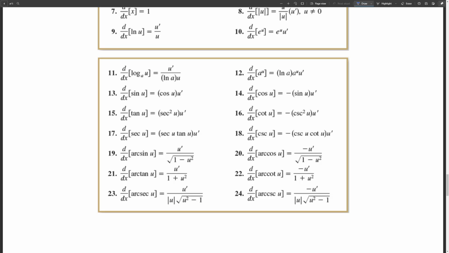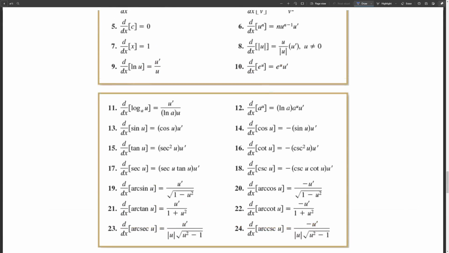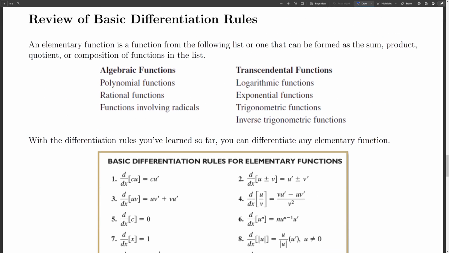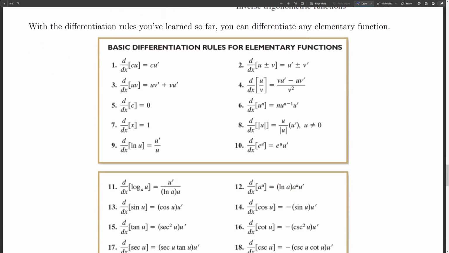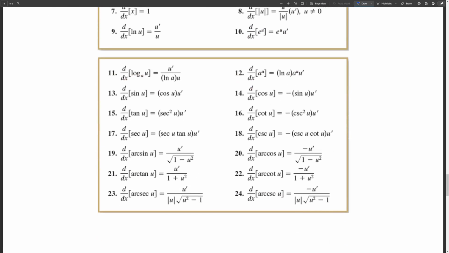So again, this is not a list that you will have to memorize. The handout that I provide on the exam that is available on D2L has all of these rules available. So you will be able to reference that on any exam.